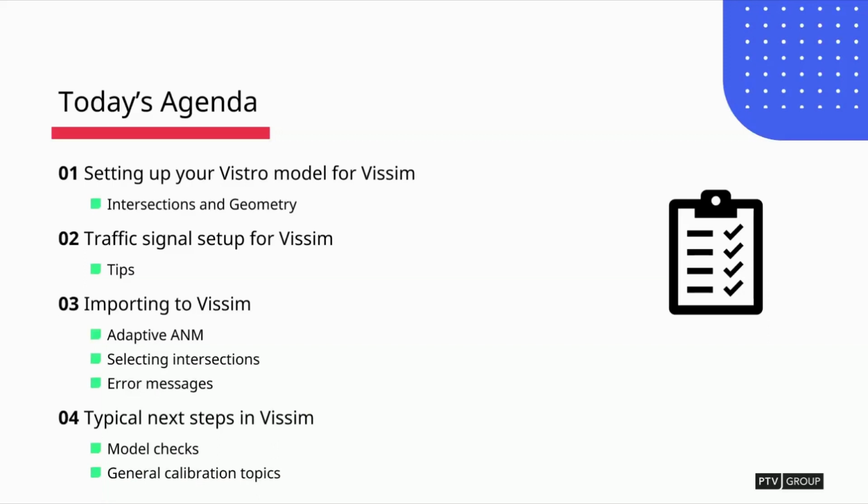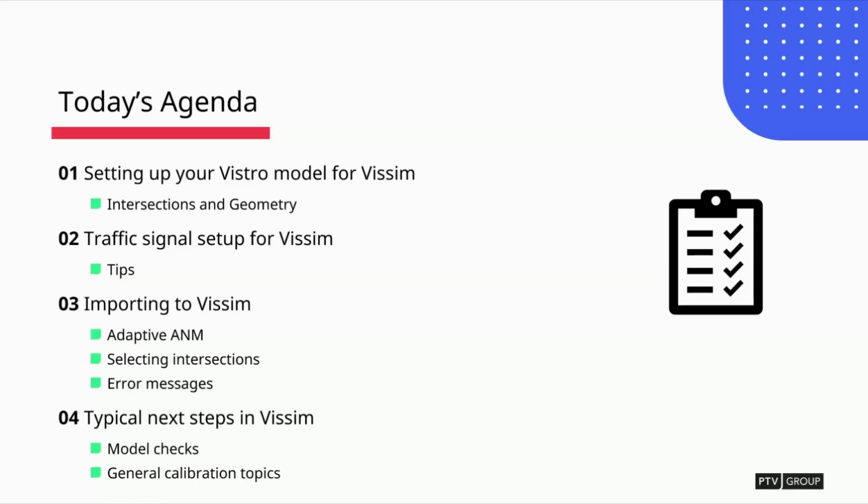And we'll look at deciphering some of the error messages that you might see from the signal side going into Vissim, on the import. Then at the end, we'll wrap it up with some typical next steps.